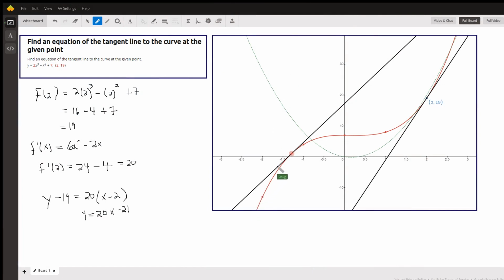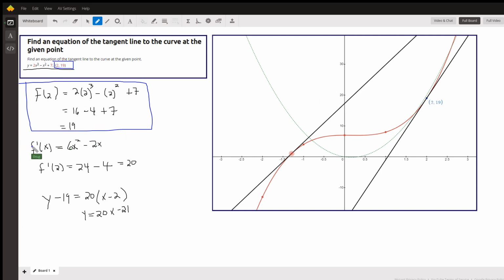Okay, this red graph is the graph of this cubic function. This section right here, let me get a different color, confirms that when x is 2, y is 19, just in case there was a typo here. So (2, 19) is definitely on the curve.